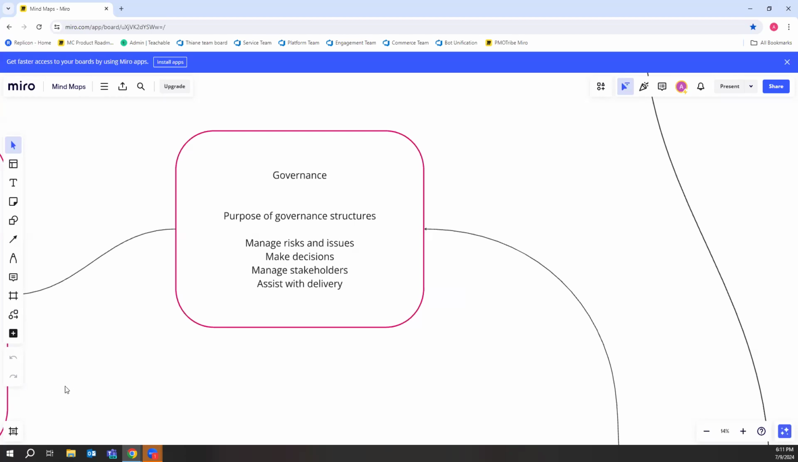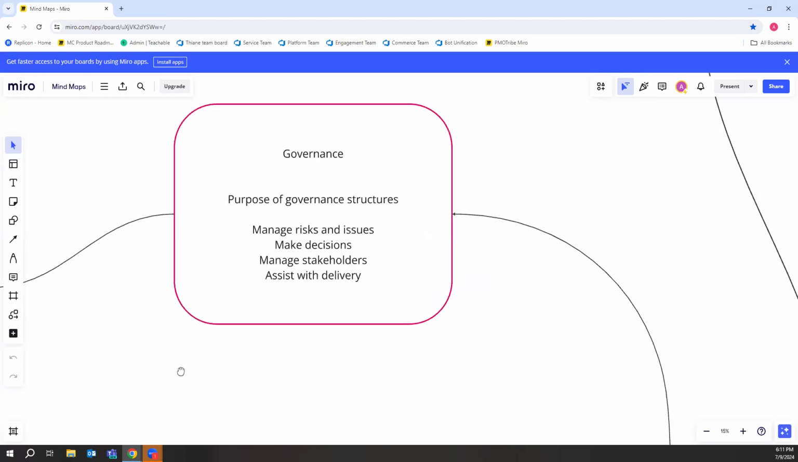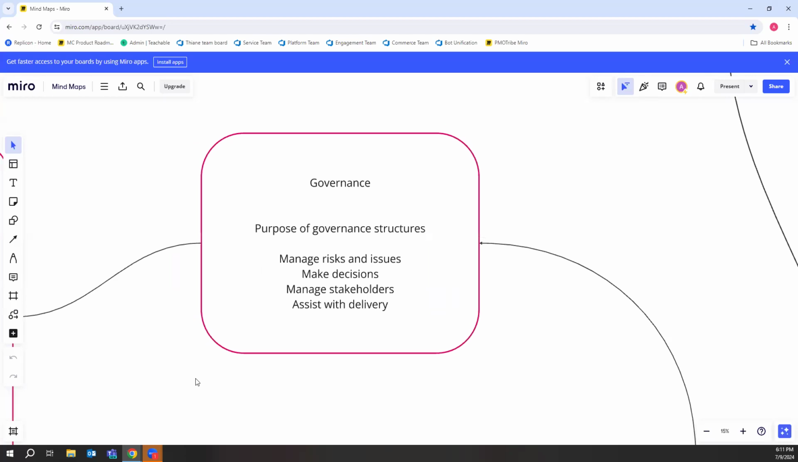We want to set up the project governance. Okay, traditional projects and traditional project management offices are very much based around governance. Any one of you who works in an organization where you have a formal PMO, you'll always hear governance, project governance. It's all about project governance.